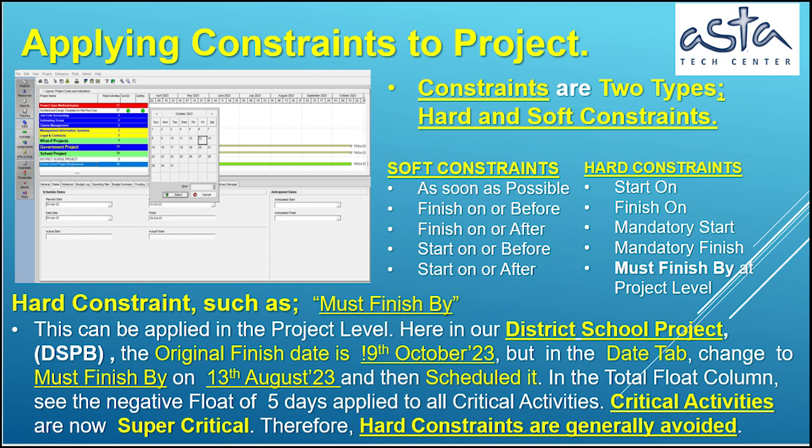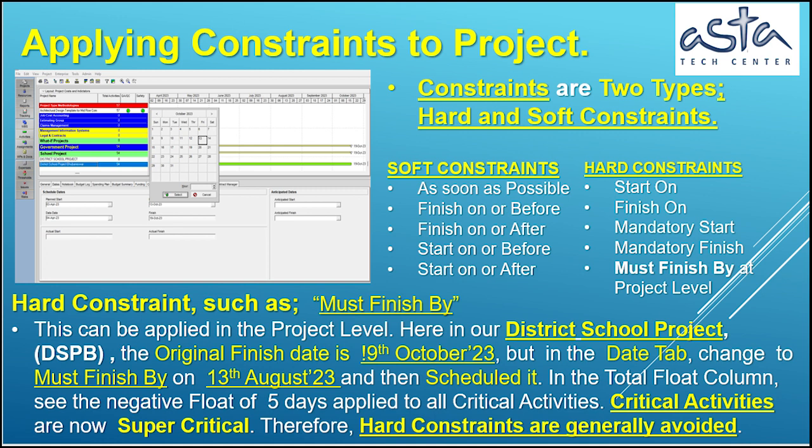Hard constraint, must finish by. This can be applied at the project level. Here in our case of district school project, DSPB, the original finish date is 9th October, 2023, but in the Date tab, change it to must finish by 13th August, 2023, and then schedule it.